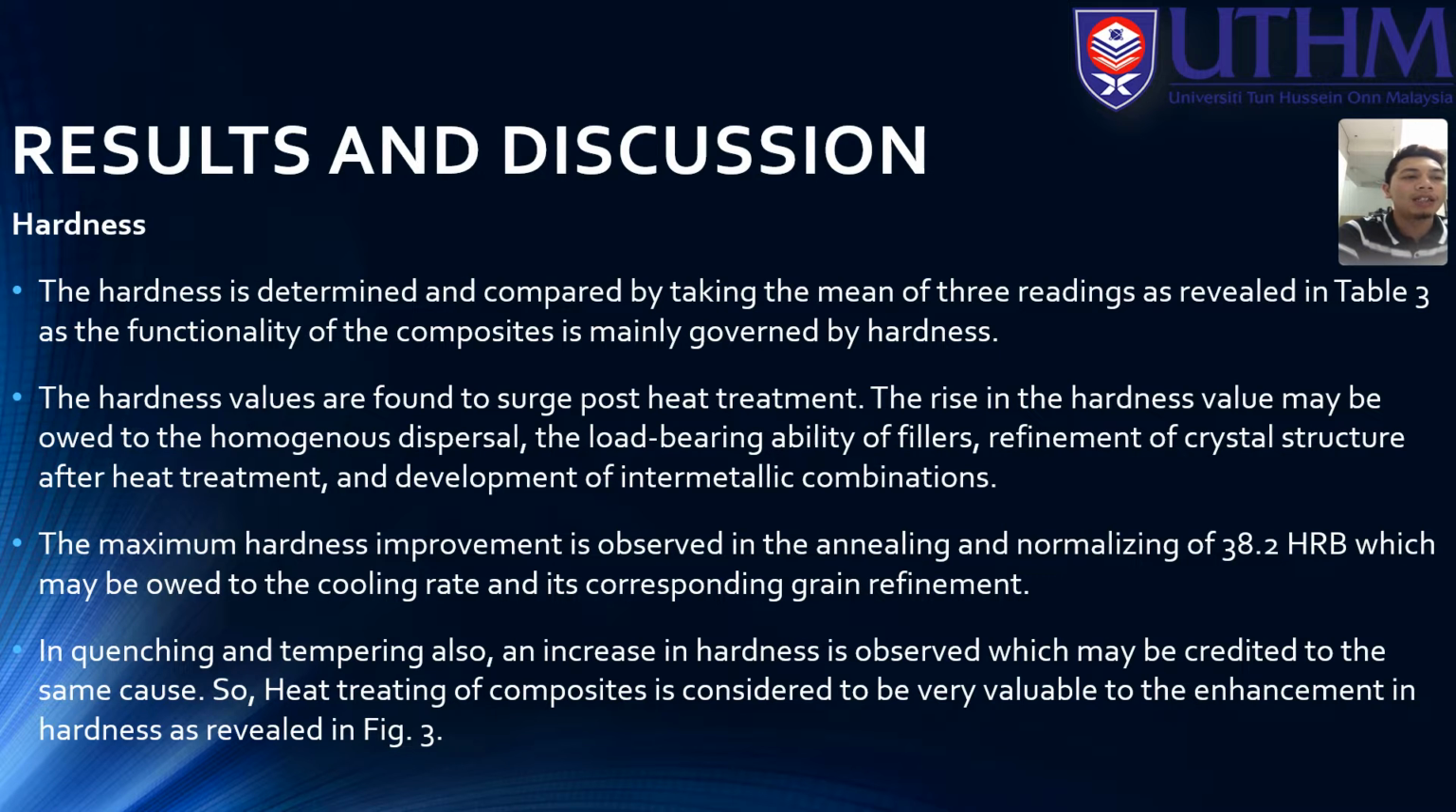The maximum hardness improvement is observed in the annealing and normalizing of 38.2 HRB, which may be owed to the cooling rate and its corresponding grain refinement. In quenching and tempering also, an increase in hardness is observed, which may be credited to the same cause. So, heat treating of composite is considered to be very valuable for the enhancement in hardness, as revealed in Fig 3.